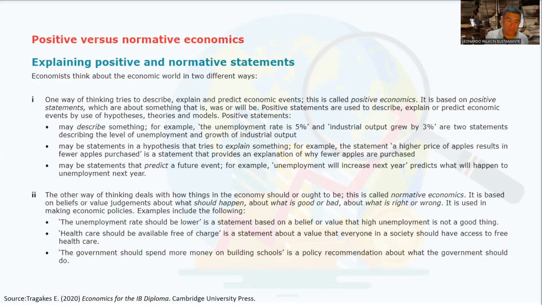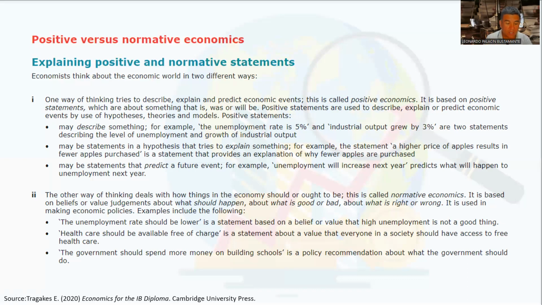The other way of thinking deals with how things in the economy should or ought to be. This is called normative economics. And it is based on beliefs or value judgments about what should happen, about what is good or bad, about what is right or wrong. It is used in making economic policies. Examples of this may include the following.